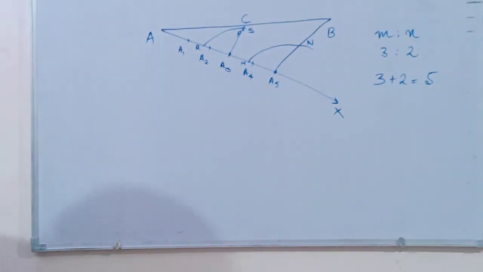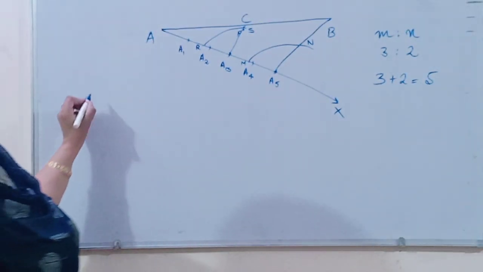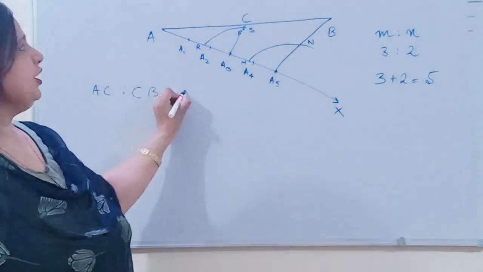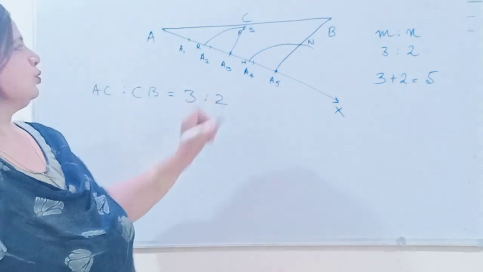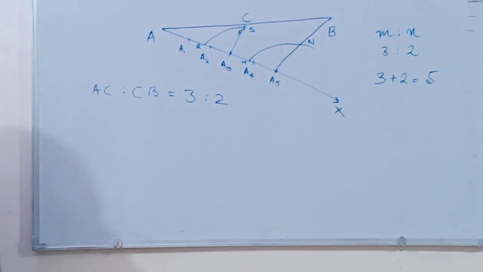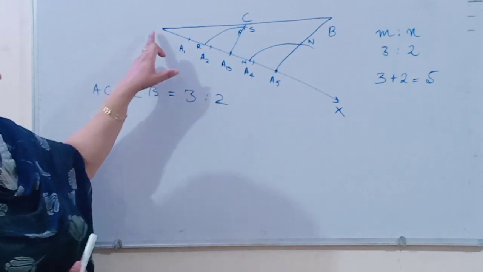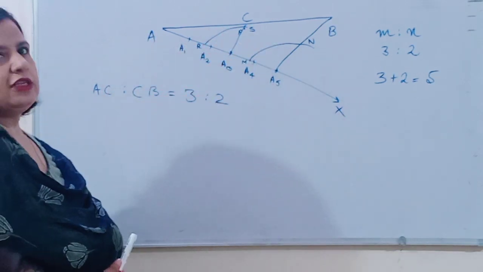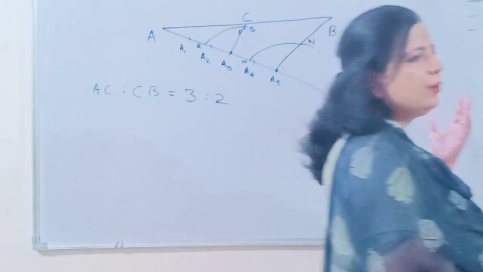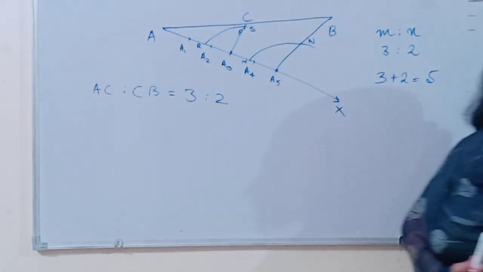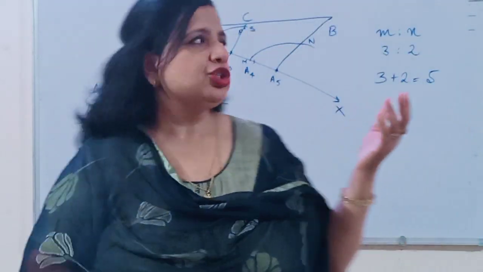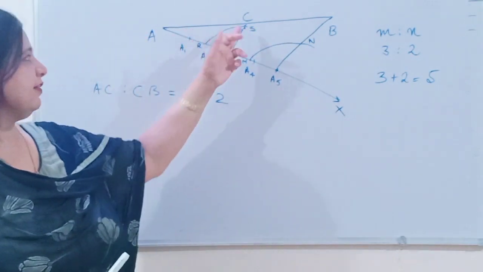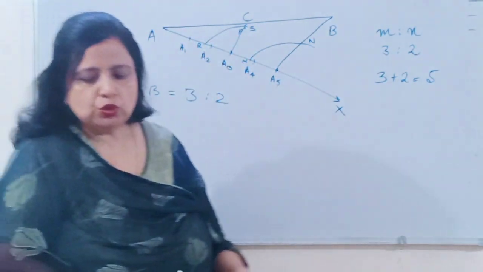Now here AC is to CB will be 3:2. Okay? AC is to CB will be 3:2. So we have divided the given line segment in the ratio 3:2. AB has been divided at C in the ratio 3:2.